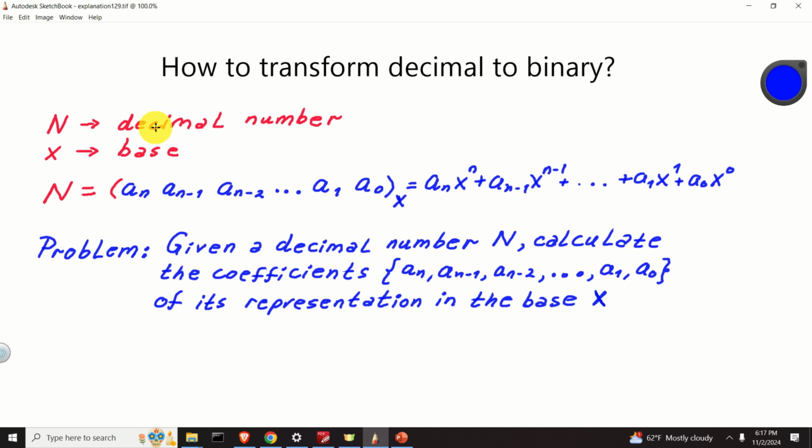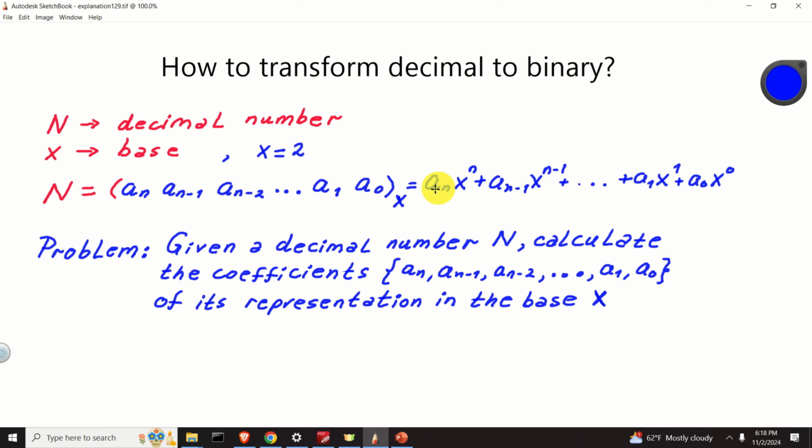We will represent a decimal number by a capital N. Lowercase x will represent the base. For example, in the case of a binary number, the base is 2. Then we will write this. Over here we have a decimal number N, and on the right hand side of this equation we have the representation of this number in the base of x. As we have seen previously on the example of a binary number, this representation is calculated by finding these coefficients an, an minus 1, an minus 2 until a0.